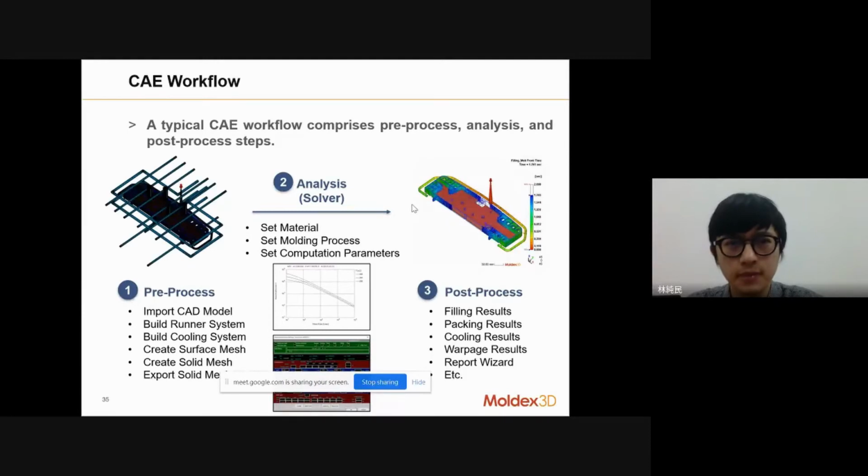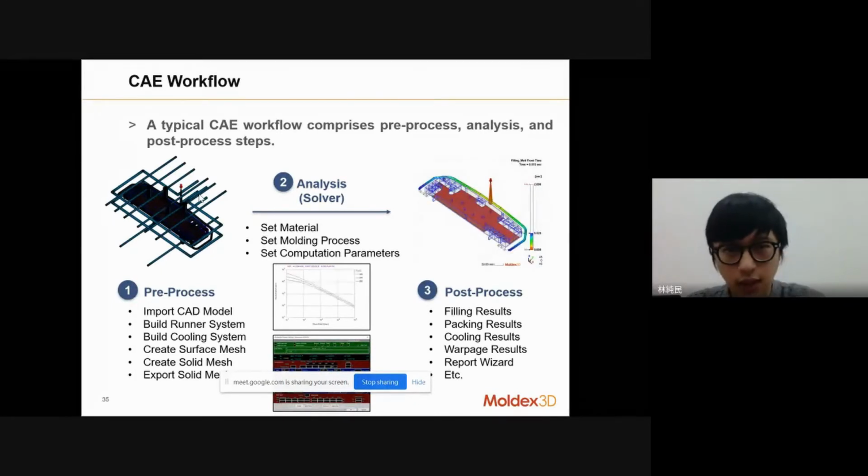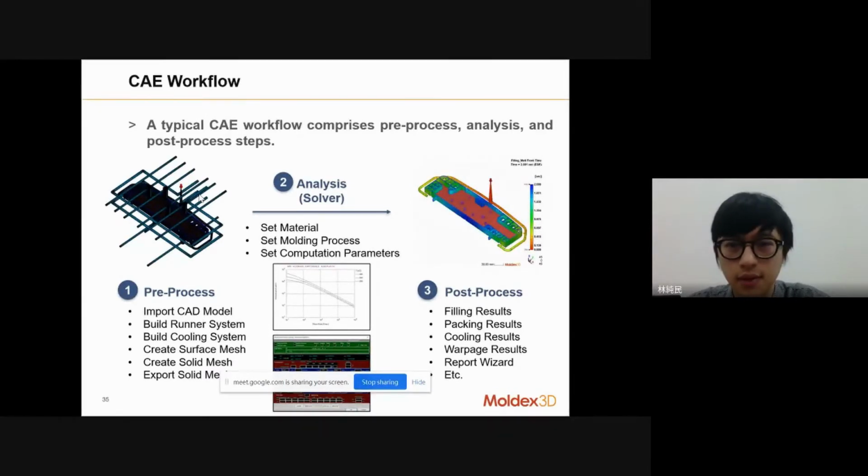Okay, so the CAE workflow, and actually we have 3 steps here. The first step is the pre-process, because we are CAE software, so you still have to import the CAD file into our software. After importing the CAD file, you need to build a runner system and cooling system. The runner system is for you to inject the melted plastic, and after the filling and packing stage, you need to make your product cool down. So we also have to build the cooling system here.